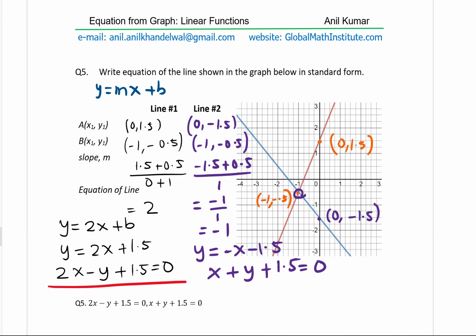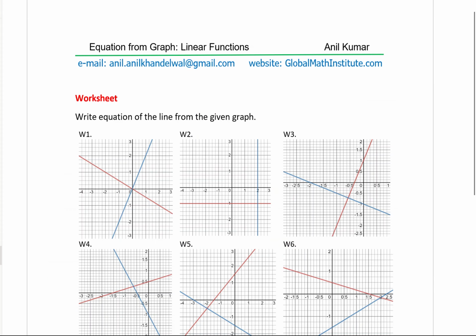So that was actually a practice test question for you, and I hope you got it. We are at the end of this video. Now here is the last sheet, which is basically a worksheet. So you can pause the video at this stage. There are 6 different graphs, each with 2 lines. You need to write equations for these lines in different forms, whichever is best for you, right?